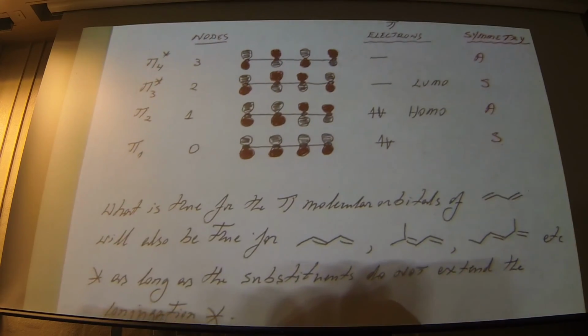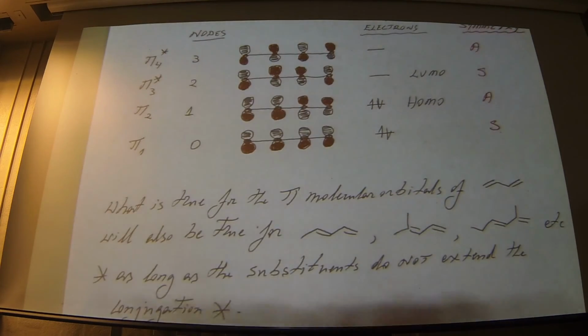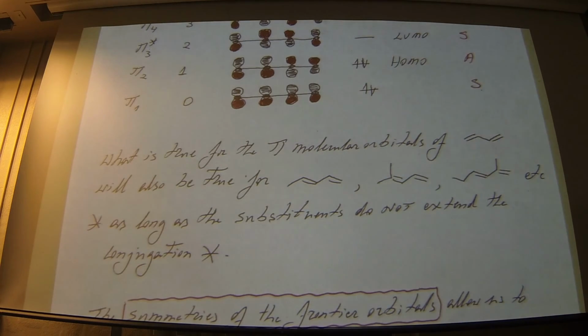Now, the other thing you need to remember is that what we've shown for the pi system of butadiene applies equally for the pi system of any substituted butadiene with one proviso. The proviso is that none of those substituents better have pi molecular orbitals or non-bonding electrons that overlap with the butadiene orbitals. Okay? So as long as it's an alkyl and it doesn't overlap, no problem. Once it has pi electrons, then it's no longer butadiene, it's a different system.